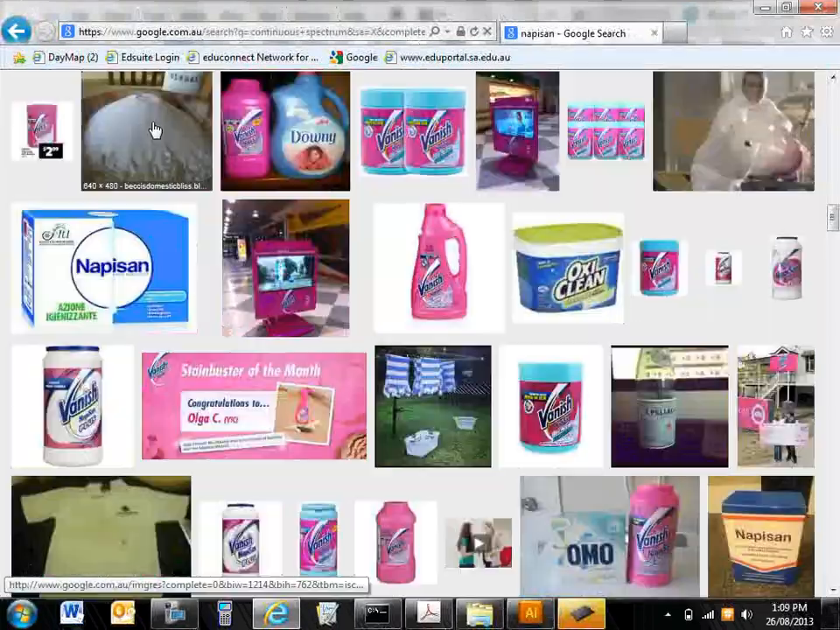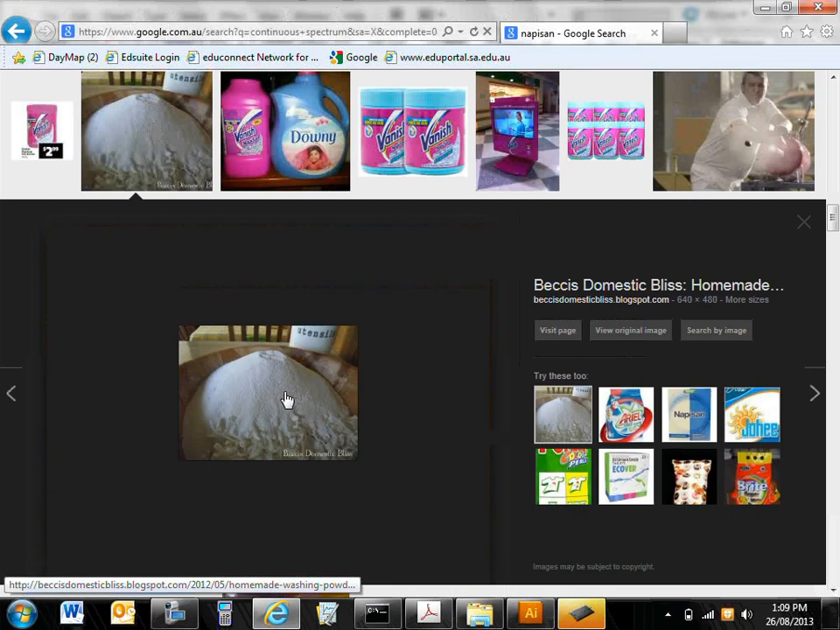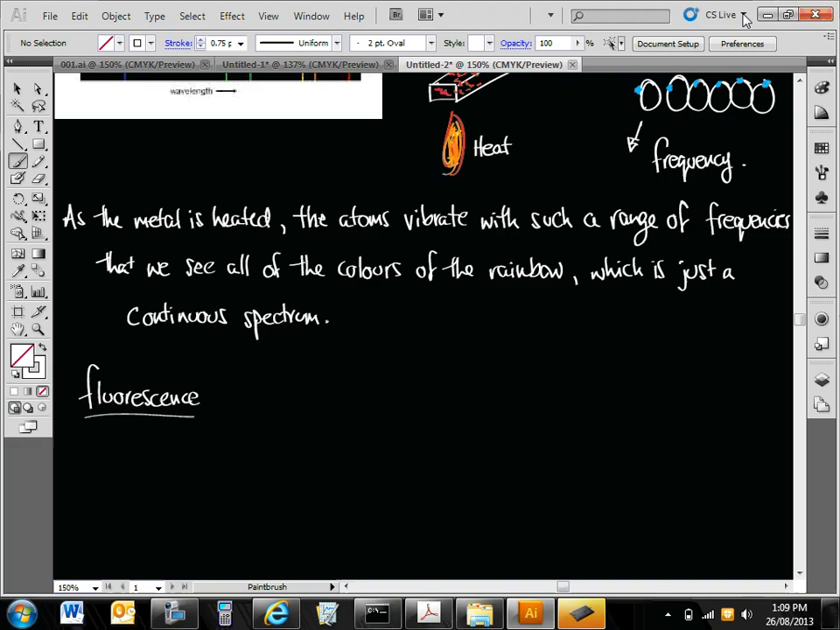So this stuff here, if you put it under UV light, it just looks like a white powder of some sort. It'll fluoresce. What is fluorescence? Who's got an idea of what fluorescence is? Shh, please. Dylan. Shh. Yes. Yep, absolutely.